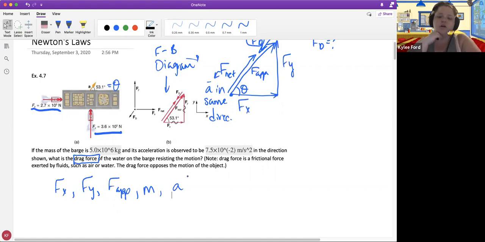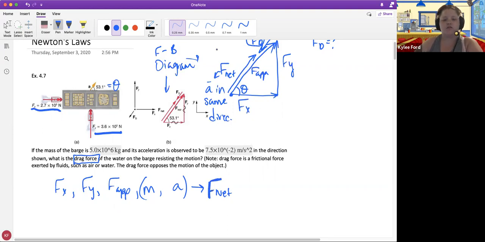Okay, so with our mass and our acceleration of the barge, with those two parameters, we can determine the total force overall for the barge that's being applied to the barge. So not just the applied force, but also the drag force, taking that into account, okay?